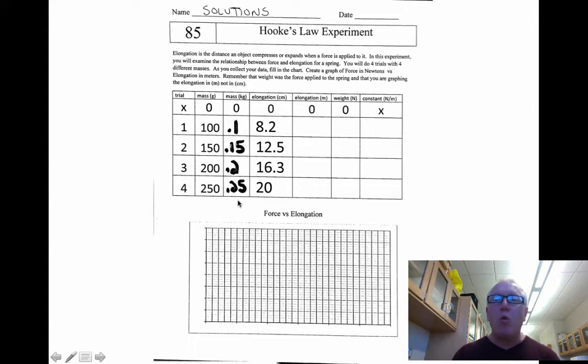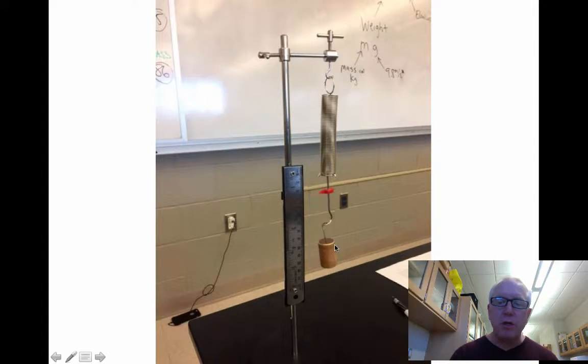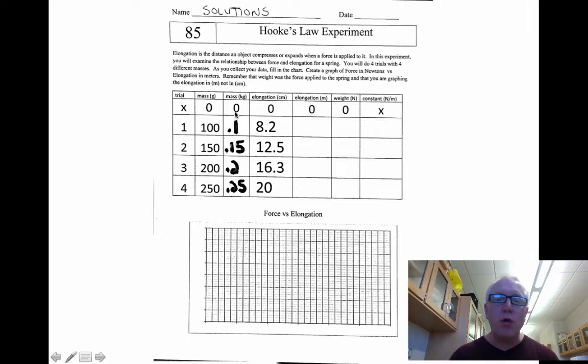Well, you might be thinking, why? Why did we make that conversion from grams to kilograms? And the reason is, think about the force that's pulling down on the spring. You can see here the spring, by attaching a mass, the spring is stretching. But what is that force? That force is the weight. So weight is the force that's pulling down.